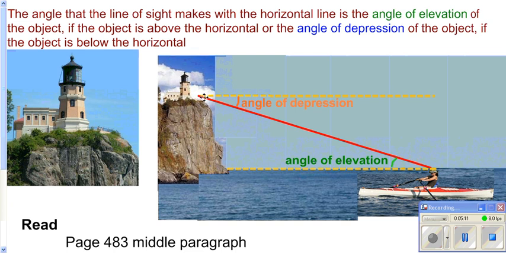If you're up here at the lighthouse looking down at the kayaker, that angle you're looking down from the horizontal is referred to as your angle of depression. However, if you're down here in the kayak and you're looking up at the lighthouse, the angle that you look up above the horizontal is referred to as your angle of elevation.